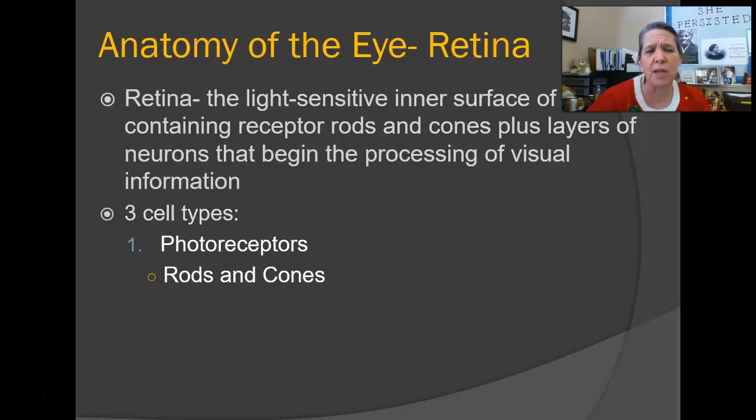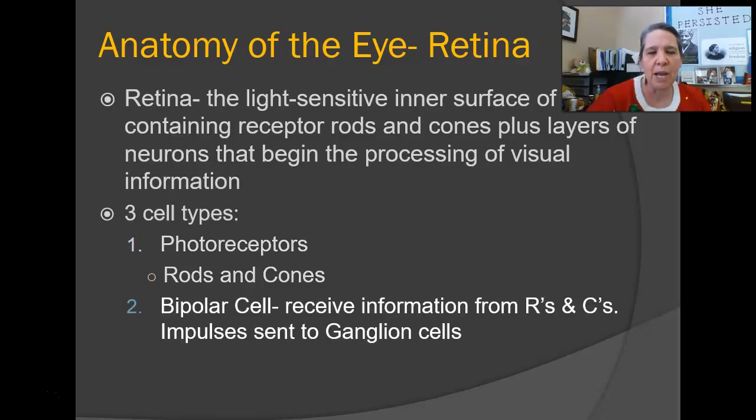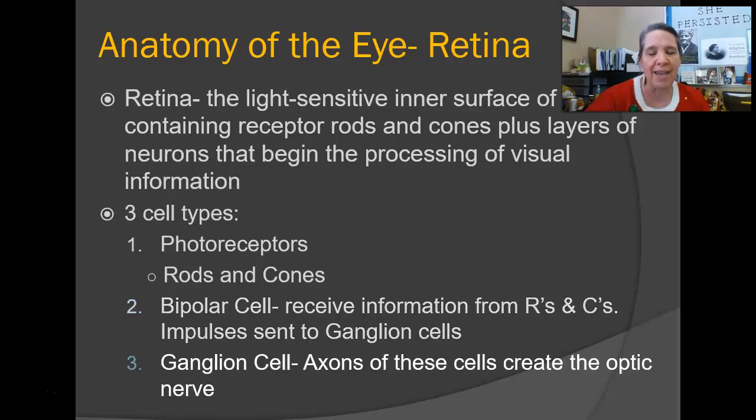There are 3 types of cells that are located in the retina. The first type are called photoreceptors, and those are our rods and cones. More on those coming. The second type are called bipolar cells. These cells receive information from the rods and cones, and it's sent to the ganglion cells, and the ganglion cells are the third type of cell that is found in the retina. Okay, the ganglion cells form the optic nerve, which takes that message into our brain.